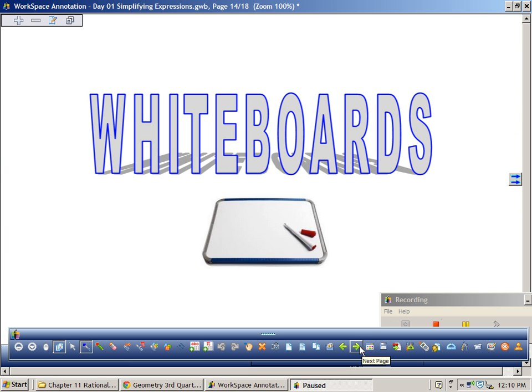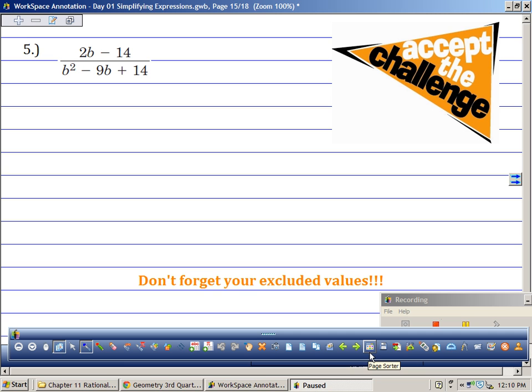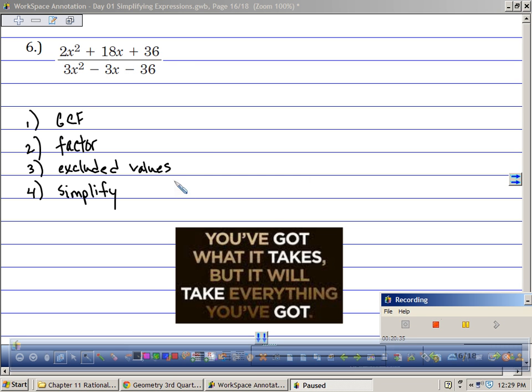All right, let's move on to whiteboards. Go ahead and put your notes away. And once you guys do this one using your whiteboard. Okay, so looking at this one and going through our steps, we have step 1, greatest common factor. What can I pull out of that numerator? 2. And what am I left with? X squared plus 9x. Good job, Vanessa.